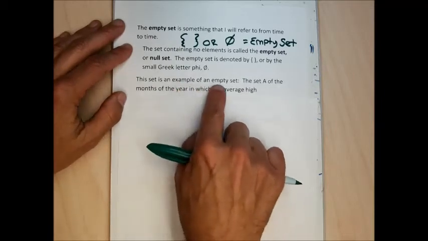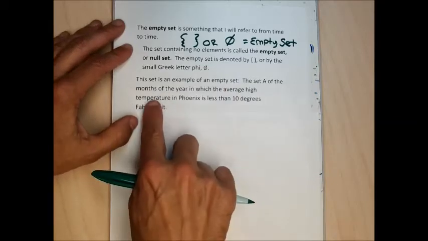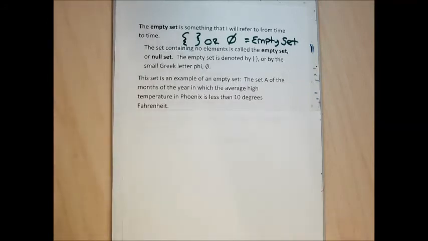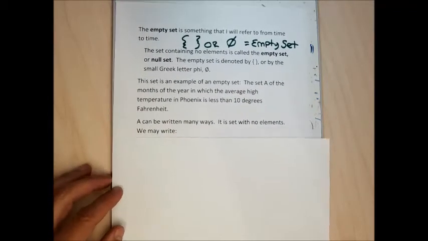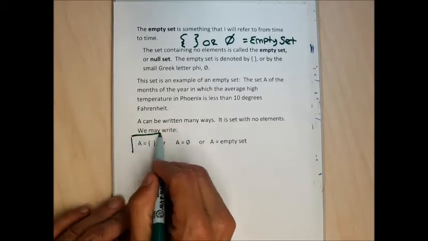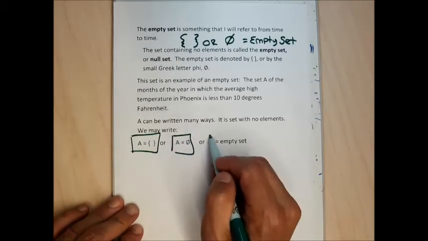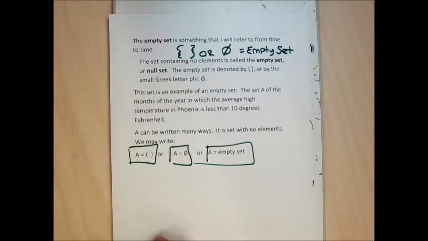Here's an example of an empty set. The set A is the set of months in the year when the average high temperature in Phoenix is less than 10 degrees Fahrenheit. That's an empty set because there's no months. Of the 12 months of the year, they're all going to have an average high temperature greater than 10 degrees Fahrenheit. And so here I just say an empty set can be written as, I can name it, set A is the empty set here. This says set A is the empty set, and this says set A is the empty set. All right, so empty set is just a set with no elements.